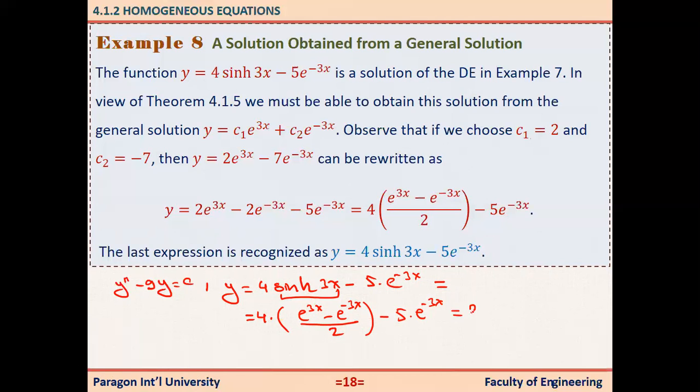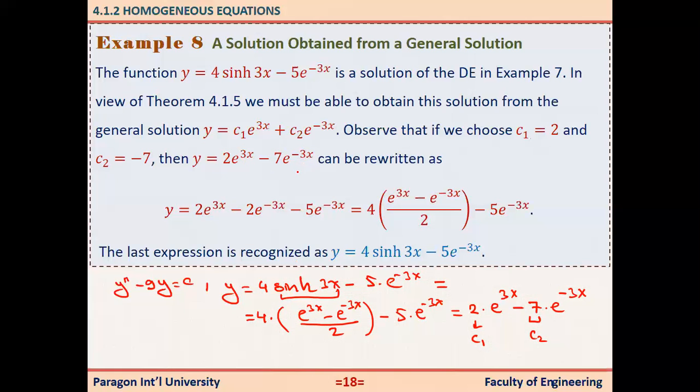So here we have 2 times e to the power 3x, right? And here we have 2 times this, and this one is negative 5, negative 2. So here we have negative 7 times e to the power minus 3x. As you see here, this one is C1, and this one is C2. And also this thing is just the linear combination of e to the power 3x and e to the power minus 3x.